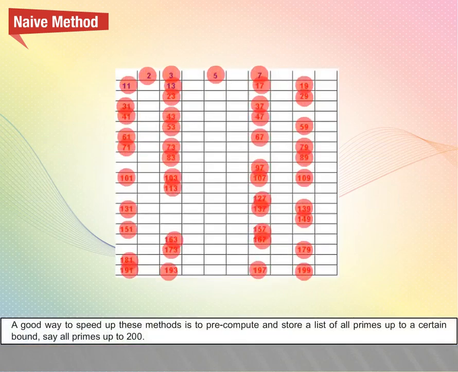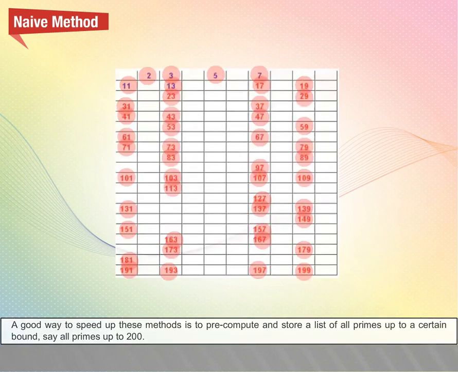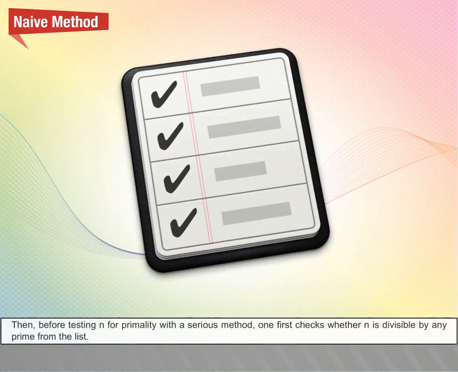A good way to speed up these methods is to pre-compute and store a list of all primes up to a certain bound, say all primes up to 200. Then, before testing n for primality with a serial method, one first checks whether n is divisible by any prime from the list.